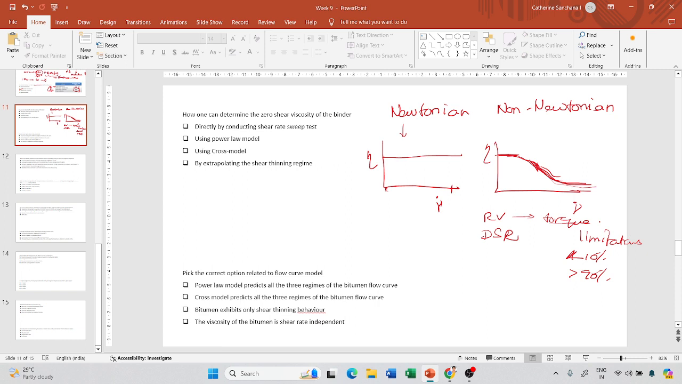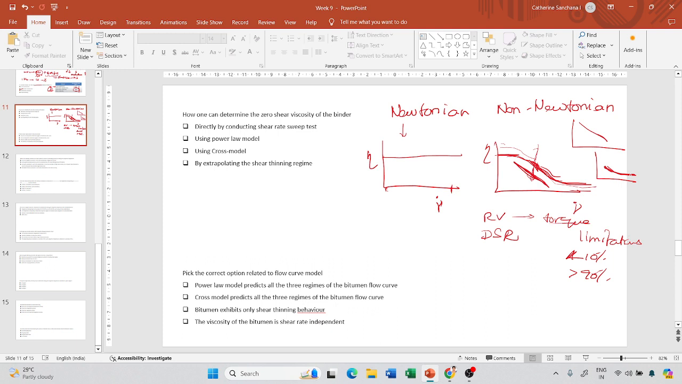So maybe when I reach this stage itself, my torque limit would have been reached and I would be able to measure only these two. Or in some cases, I can measure only this stage, which is, when I do a shear rate sweep, I will be able to see only this regime. Or in some cases, I will be able to see only this regime. So it is very difficult to capture the three regimes experimentally.